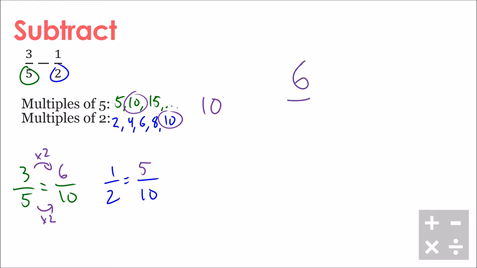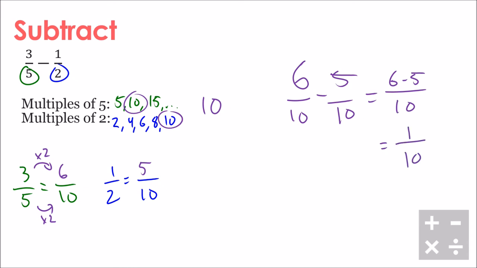6 out of 10 minus 5 out of 10. I know I've got 6 minus 5 over 10. 6 minus 5 gives me 1 over 10. 1 over 10, lowest terms, we are good to go.